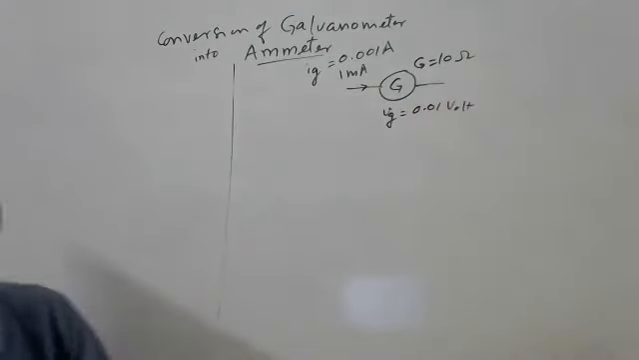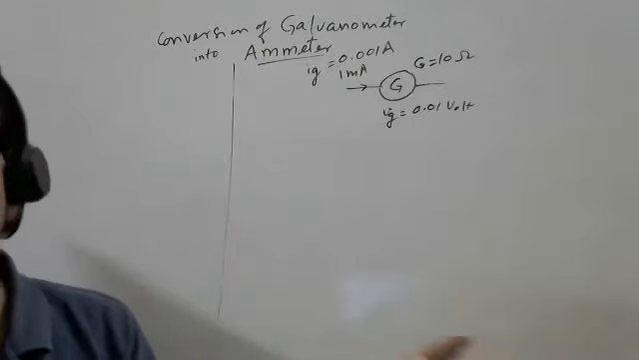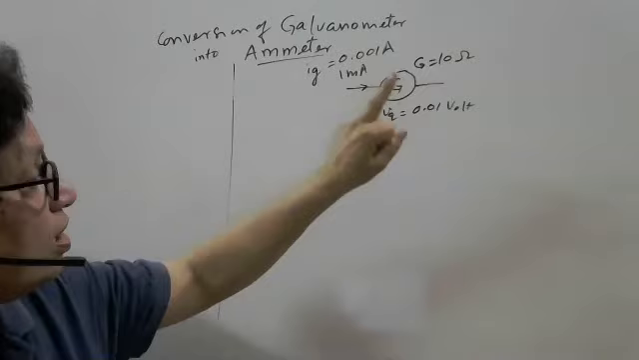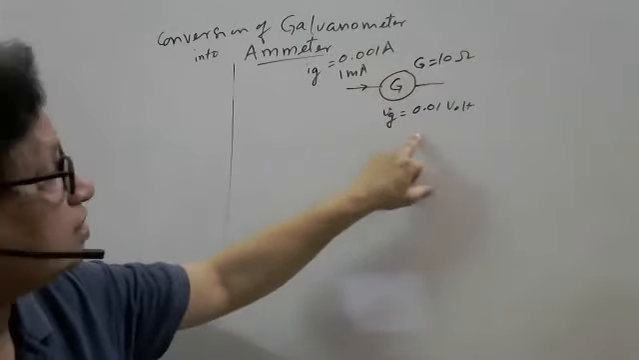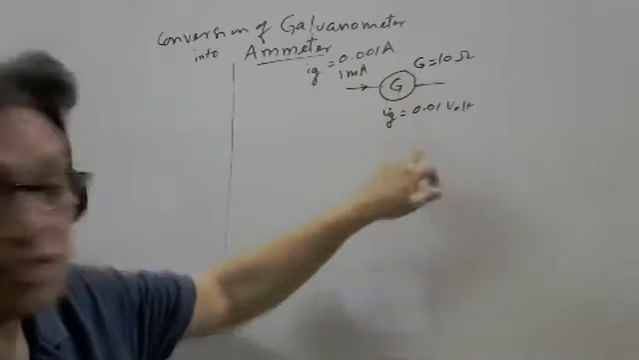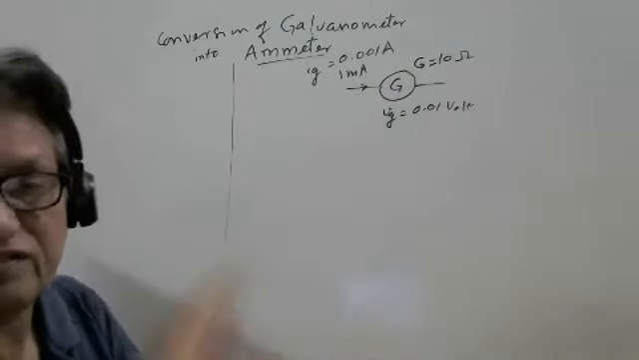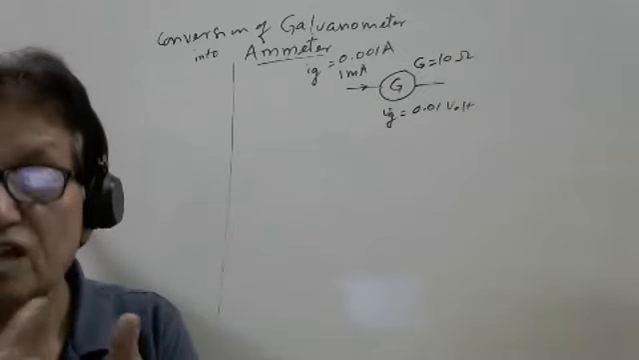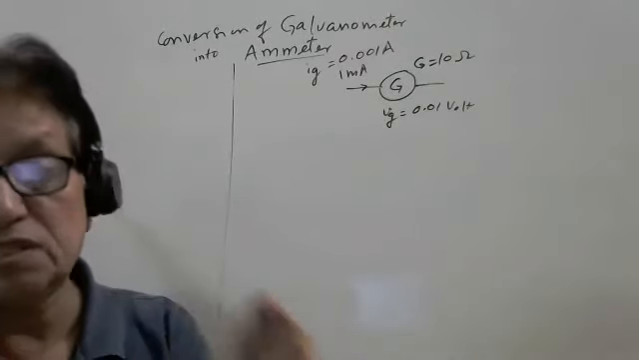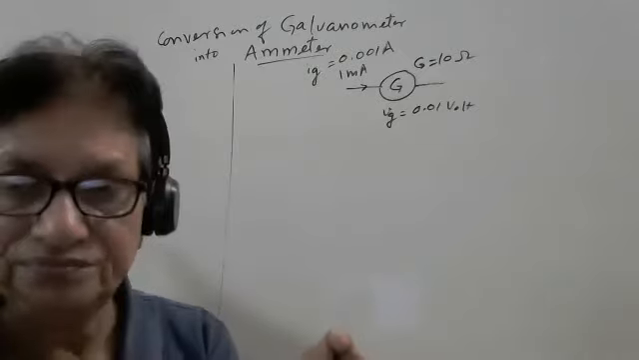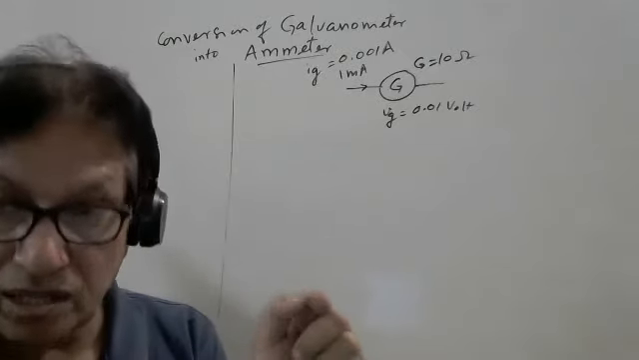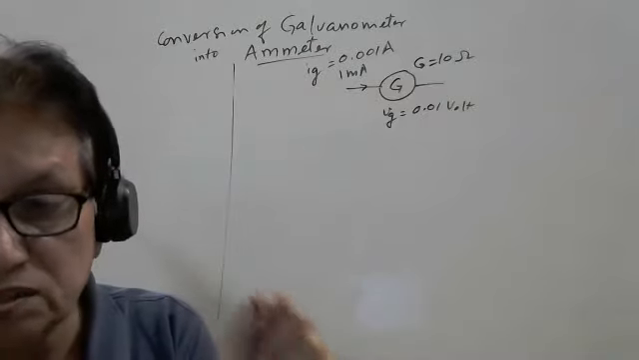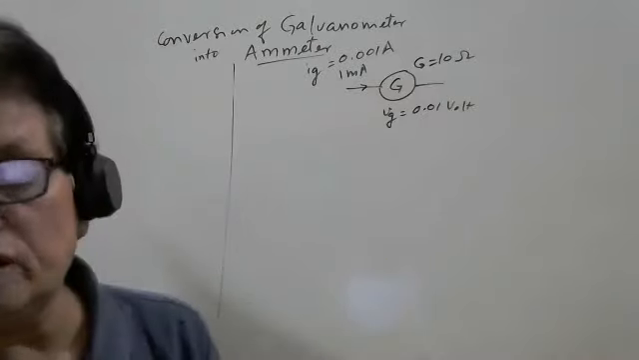It means if 1 milliampere current is flowing through the galvanometer and the voltage across this galvanometer is 0.01, it will give you the full scale deflection. You are getting? A 1 milliampere current is passing through this galvanometer coil, or only 0.01 volt is appearing across this coil of this galvanometer.